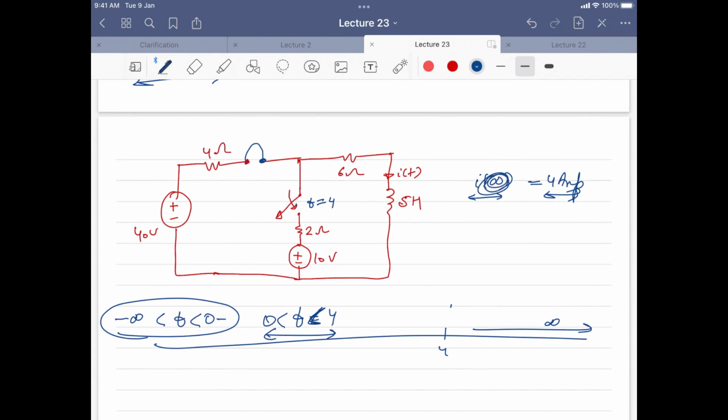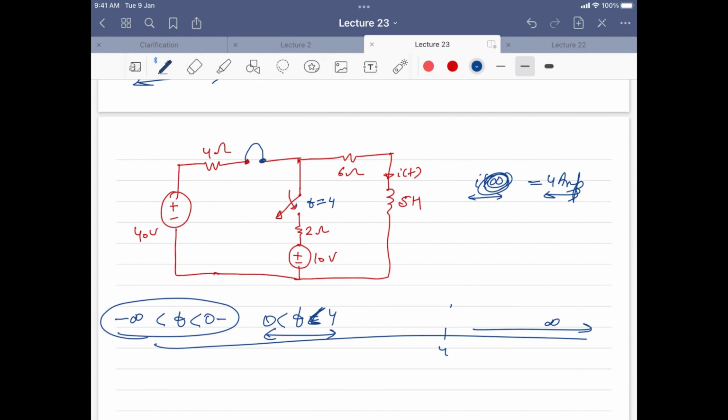Sir, because right now it would be infinity only. It would attain the steady state after five tau. Good, very good. When we switch the second one after t equals 4 seconds, then we would superimpose it. No, but the first person who told me this answer is correct.